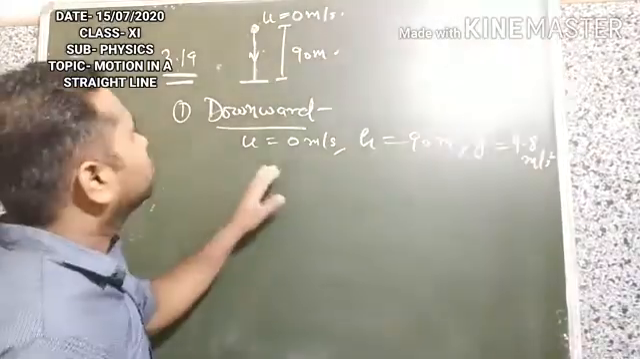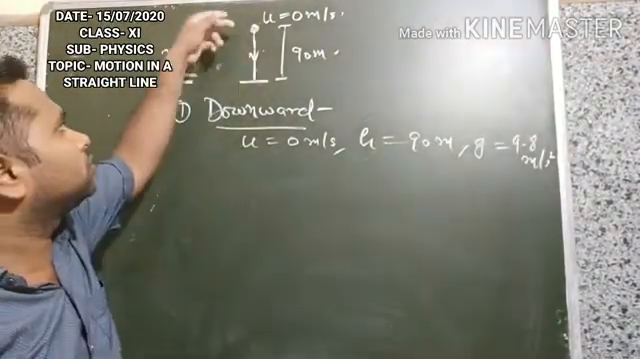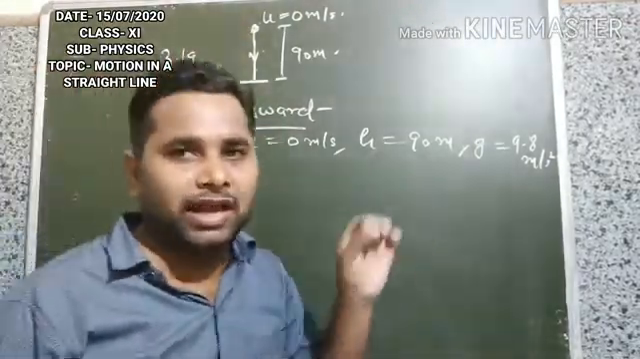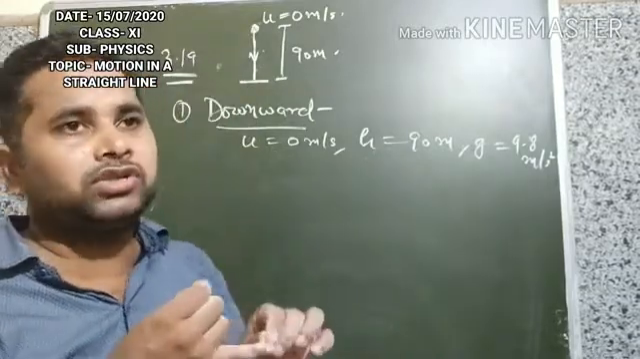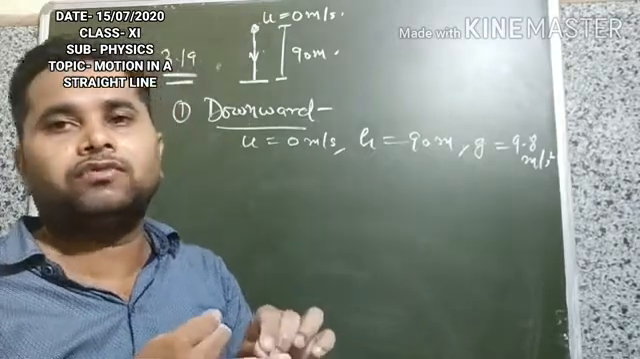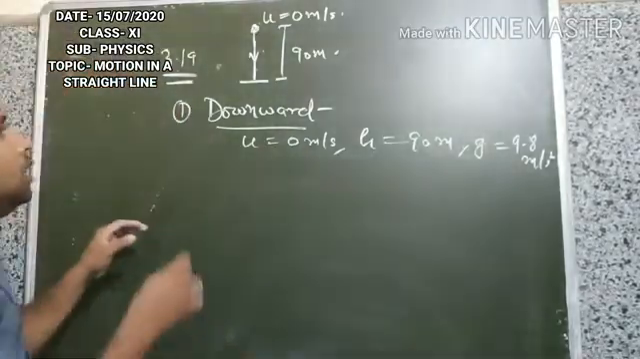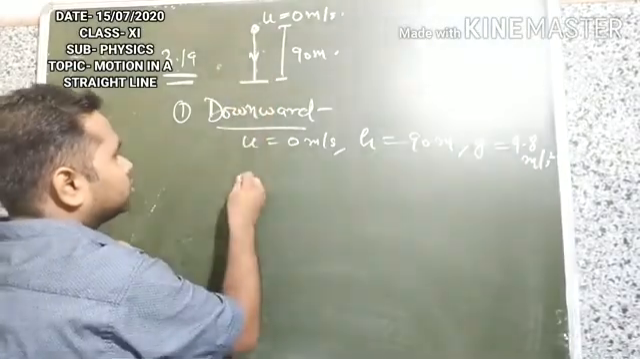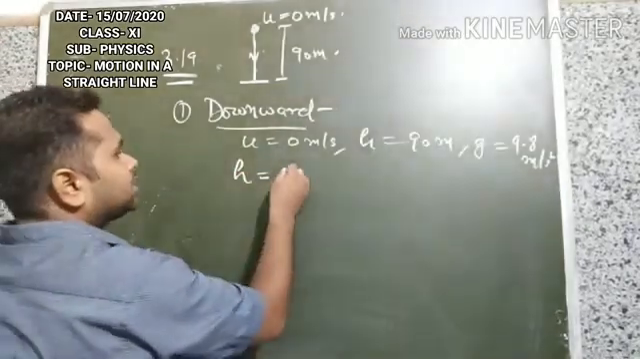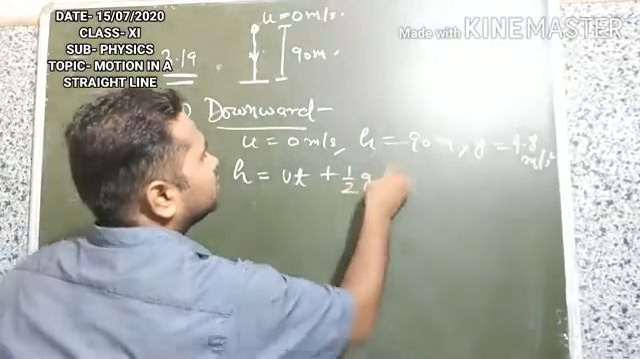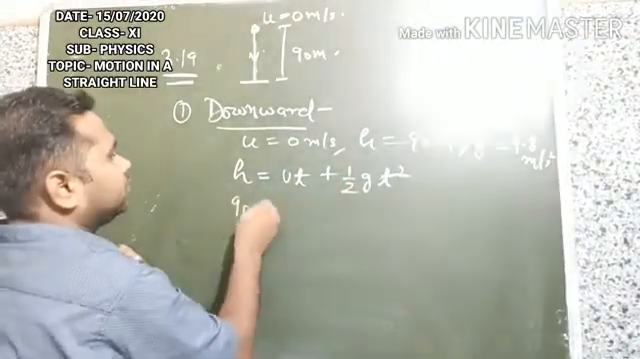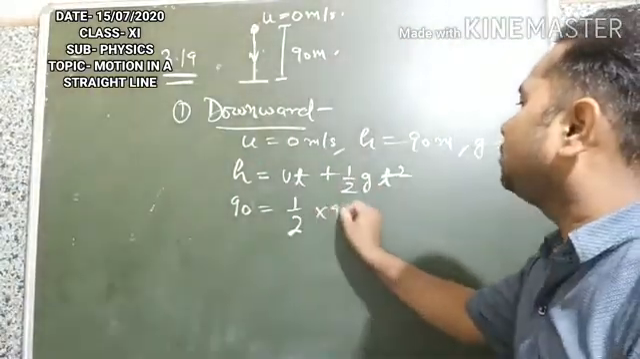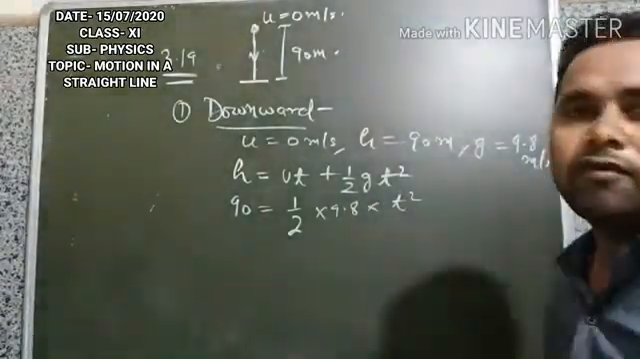To check the velocity, we need to measure the time taken by the ball to reach the ground, because we have to draw the velocity time graph, so we have to check the velocity and time at different moments. So let's see the time taken by the ball to reach the ground. Using the second equation of motion, h equals ut plus half gt square. h is 90, u is 0 so ut equals 0. So finally half g is 9.8 and t square. We have to find this t.